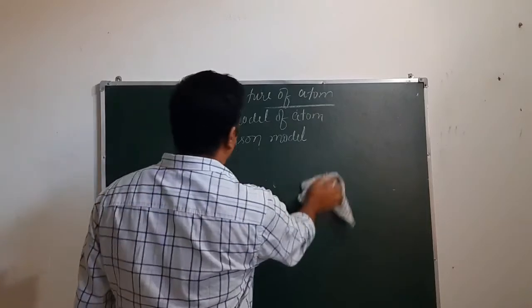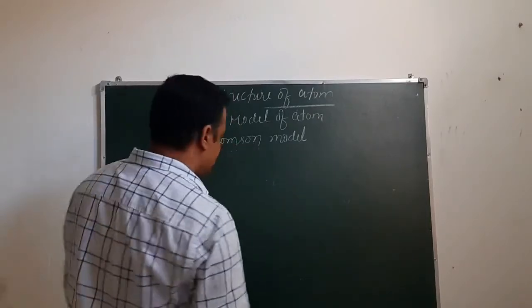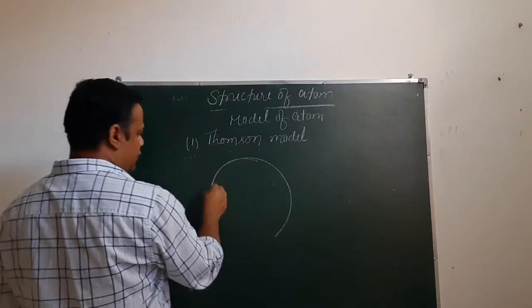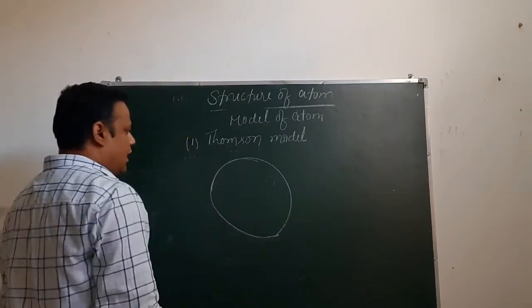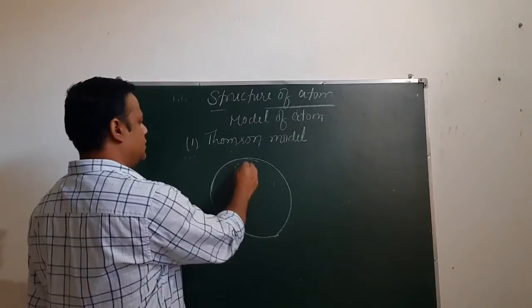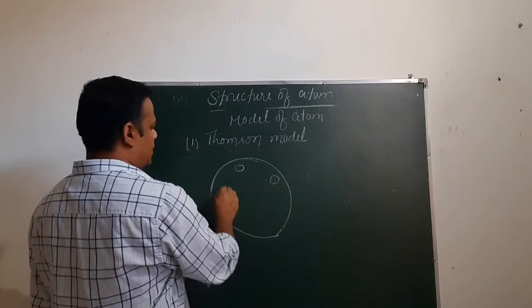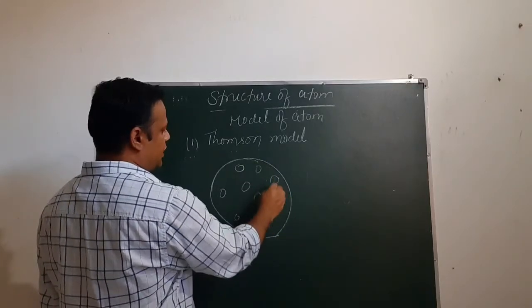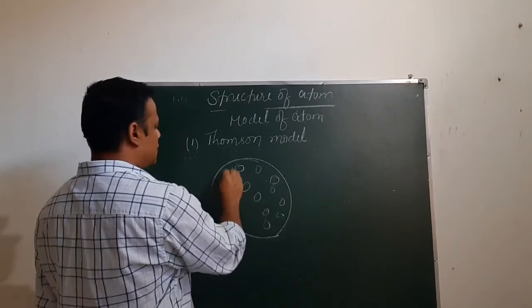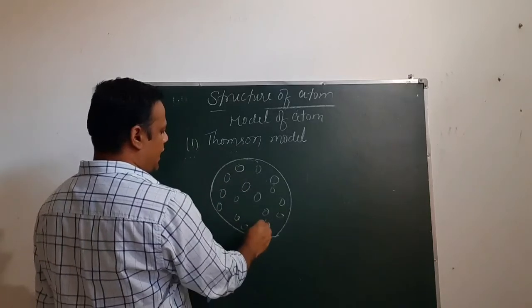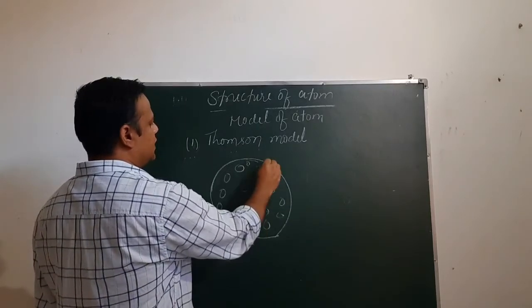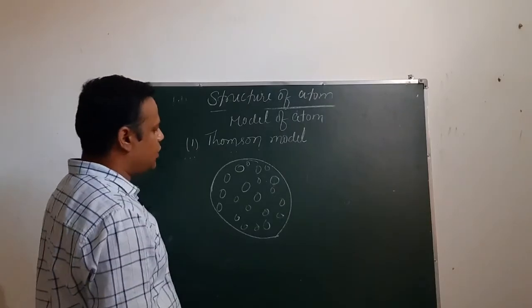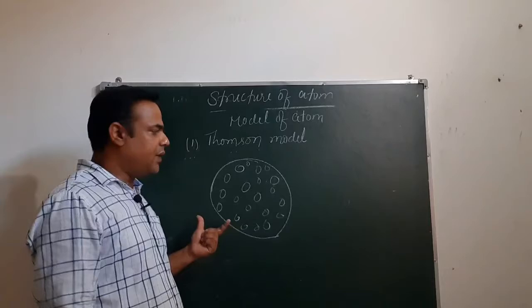According to Thomson model, atoms are circular in nature, and like a watermelon, the positive charge is distributed throughout the volume, and in between the positive charge, negative charges are distributed. So Thomson model says that this is called the plum pudding model.